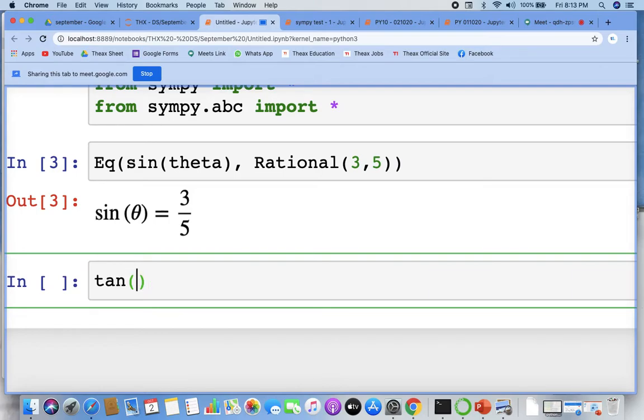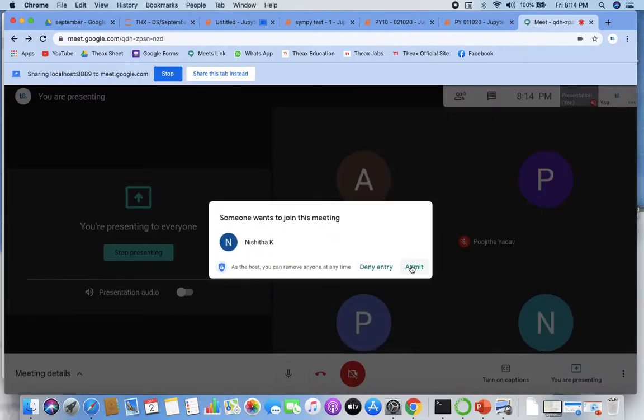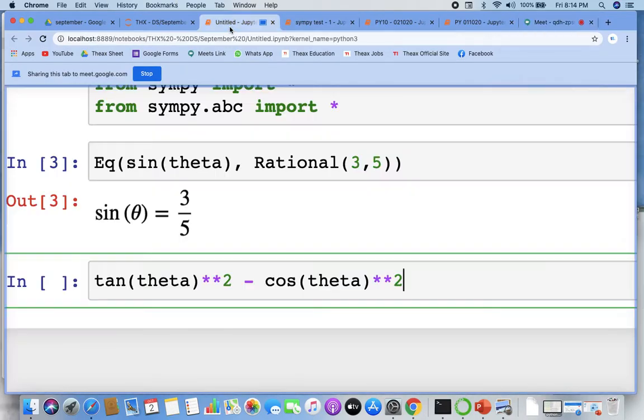tan theta square minus cos theta square? What is the value of this then? Right? Her questions would be like, if this is equal to this, then what is the value of cos theta? What's the value of tan theta? And so there can be various questions, right?